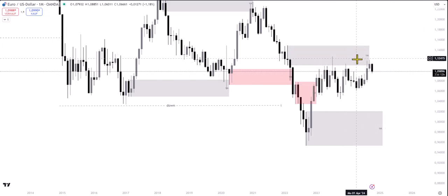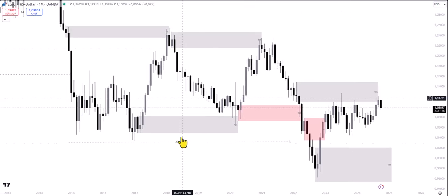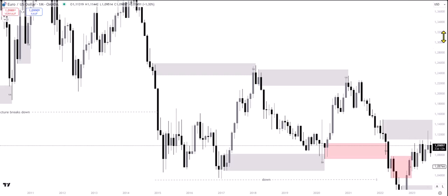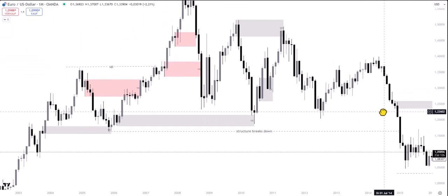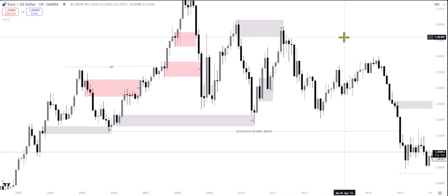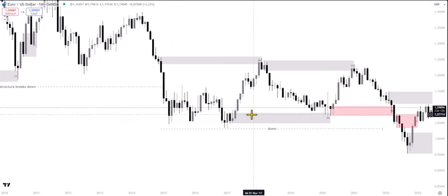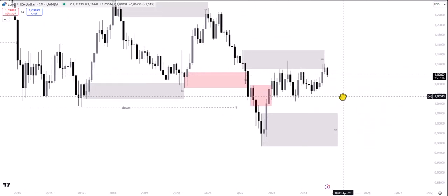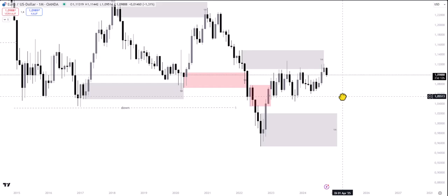And our bias is like here, price is always moving from demand to supply zones. If I go back in the chart, price always moves within supply and demand zones. Supply to demand, supply to demand. Like here, from demand to supply, to supply to demand. So our bias is very simple. Based on our monthly analysis, price is bearish. Price has entered again another supply zone.